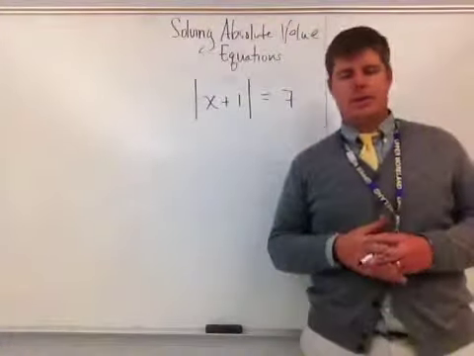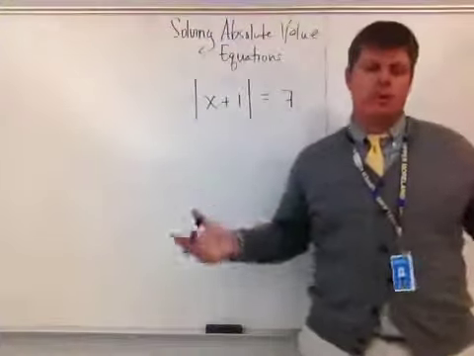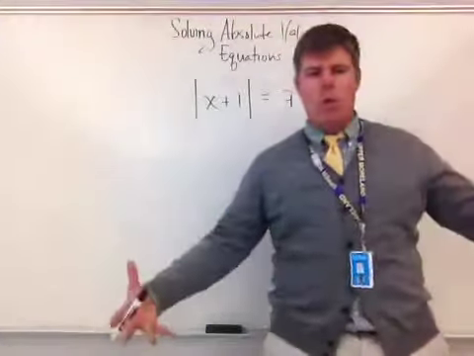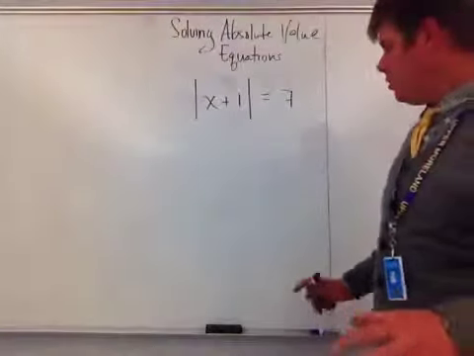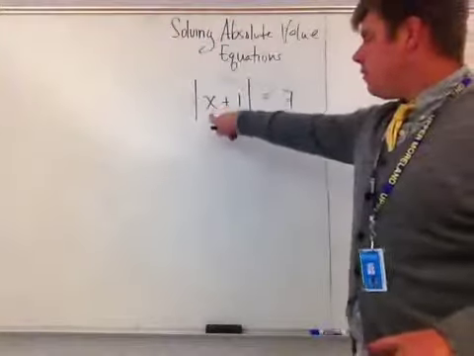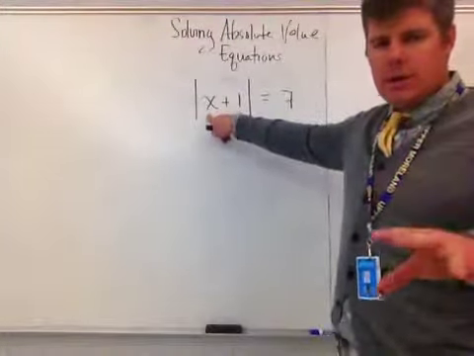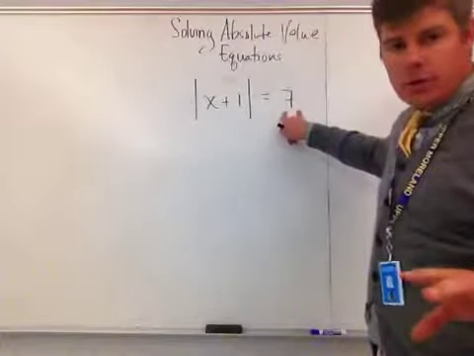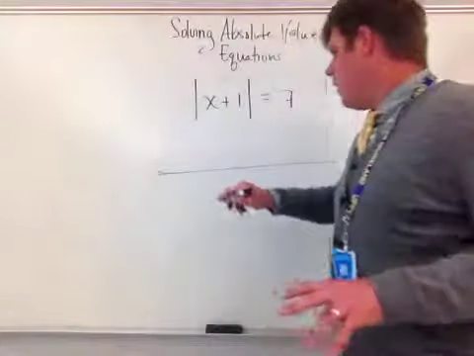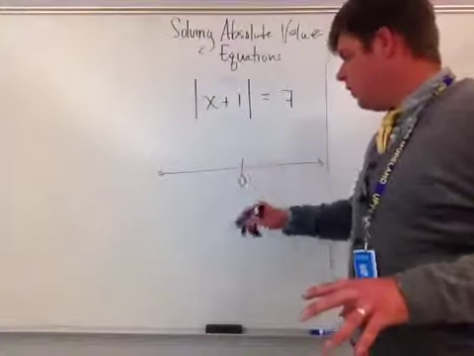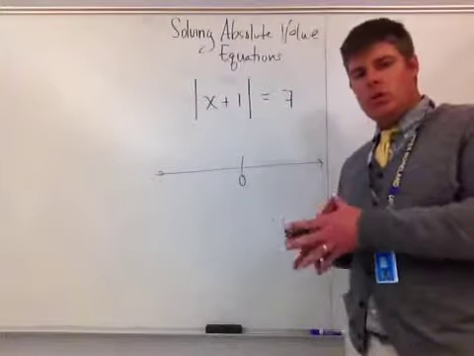So here's the thing. I am doing something to my x now. I am adding a number. I could be subtracting; in this case, I'm adding a 1. But the idea doesn't change. This expression must still give me an answer that is 7 units away from 0. So the same thing applies here. I must have a point that is 7 units away from 0.